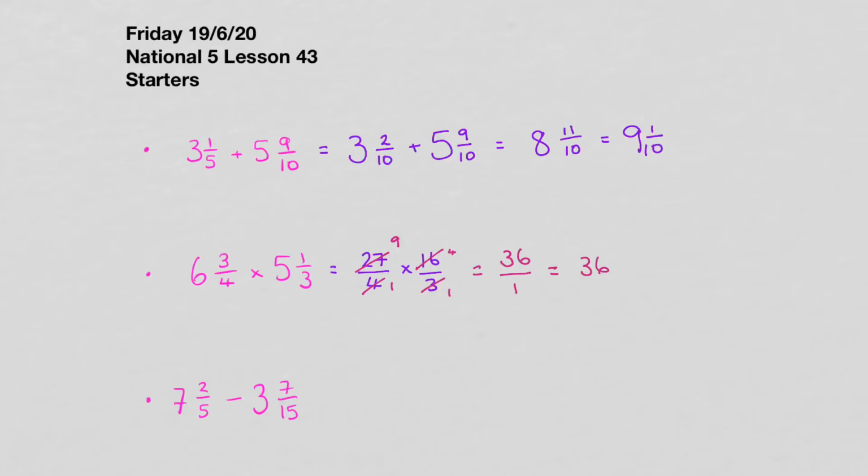Okay, and the last one. Again, like with the addition, we create equivalent fractions, leaving the whole numbers as they are. So that gives us 4 minus 1/15. So that's 3 and 14/15. Okay, so like I say, I've gone a bit quick there. If you need a bit of extra help, look back at the videos or give me a shout.